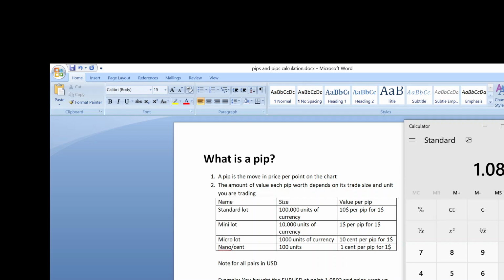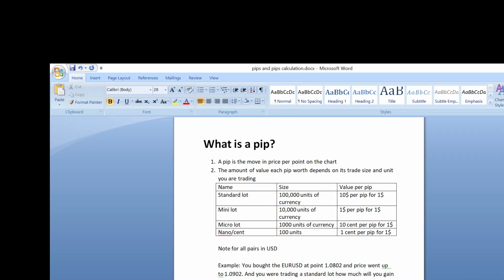What is the calculation? What is the formula? Pips, that is 100 pips, times value per pip, times amount of standard pip. What do I mean? Pips, that is number of lot size. Let's assume you enter the trade with $1 on a standard account. You enter the trade with $1, so it's going to be 1, times value per pip.